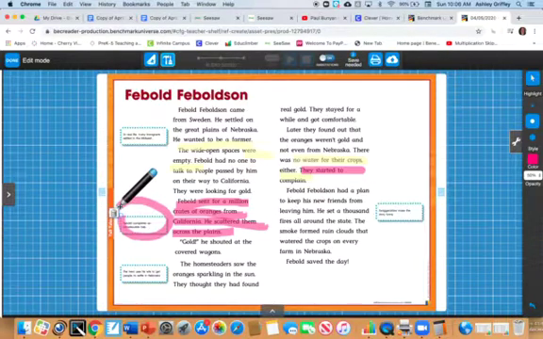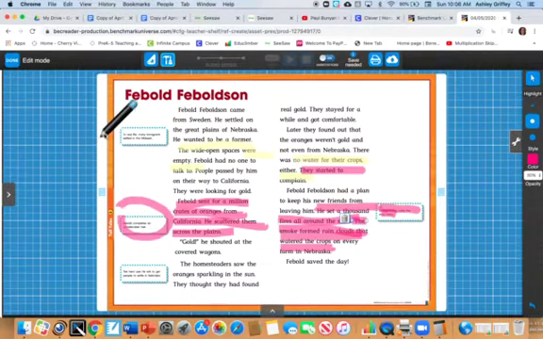And then another exaggeration, which kind of makes the story funny, is it says that he sets 1,000 fires all around the state. The smoke formed rain clouds that watered the crops on every farm in Nebraska. So I'm going to highlight that section here as well.